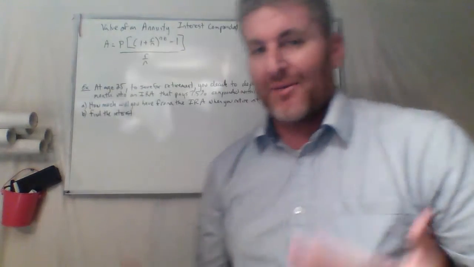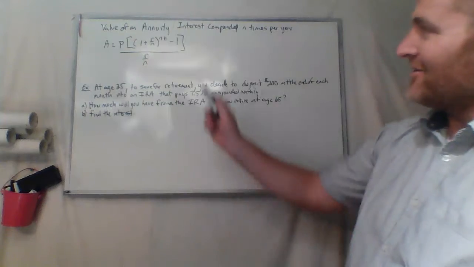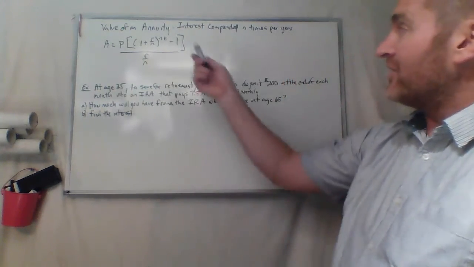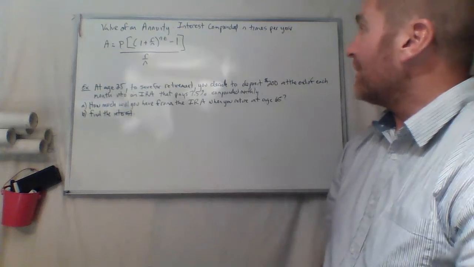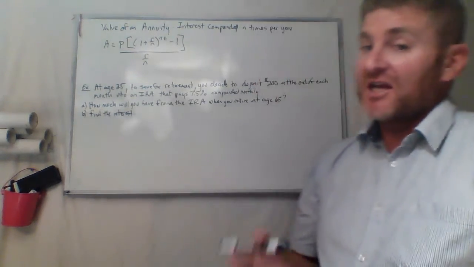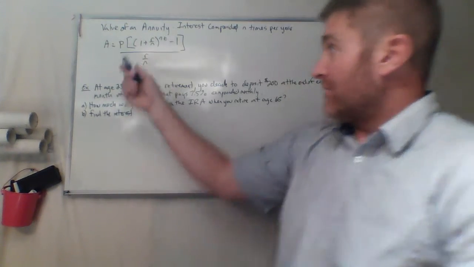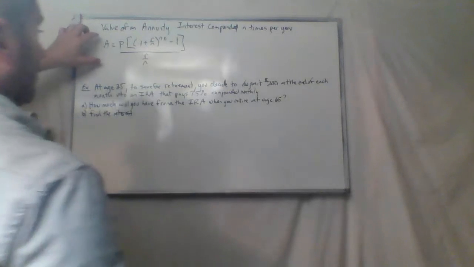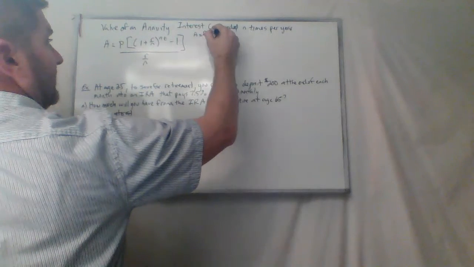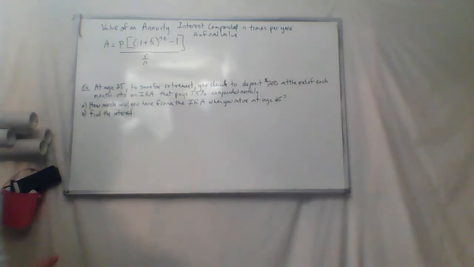Okay, guys. Now, this is the fun part of math. So we got this crazy formula here. What this represents is the value of an annuity, interest compounded n times per year. So really think of this. This is like an IRA account. So let's look at this example. Before we look at the example, the formula. Well, A is the final value of the account. What this account's going to be worth at the end.